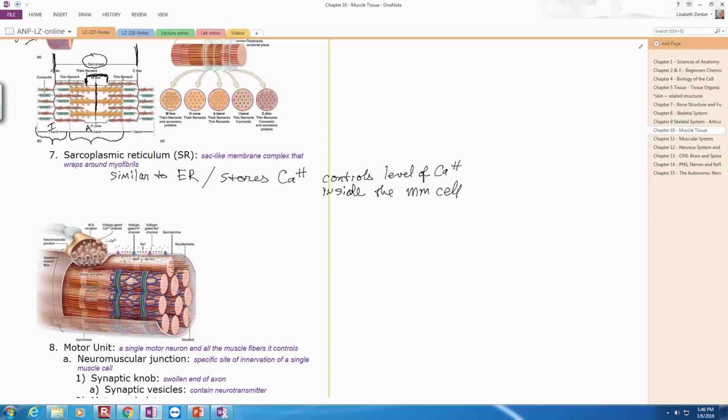We need to put it somewhere else. We need to get it out of that area on the muscle cell. We want to store it back in the sarcoplasmic reticulum until we want to contract again, right? And we'll talk about how we do that.